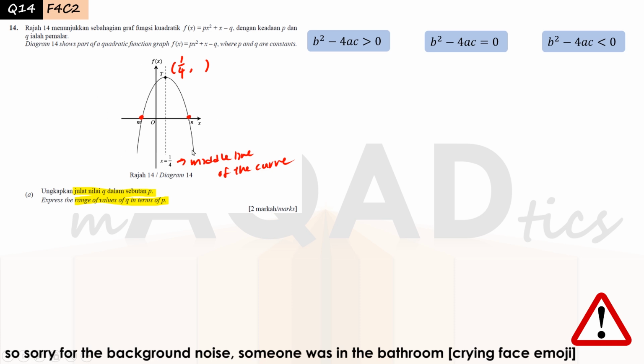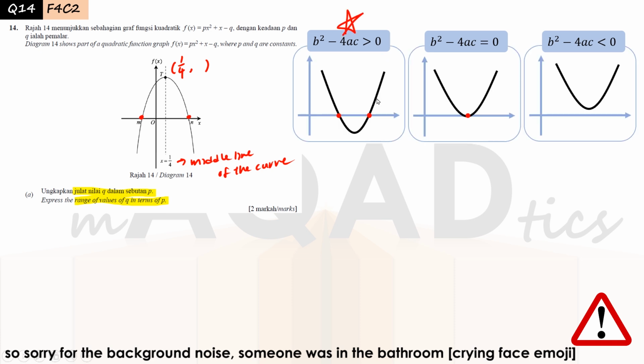Okay, so now for which one that we need to choose, we need to look at the diagram here. We see that this curve intersects the x-axis at 2 points. So from these 3 conditions, we need to use this one, because for this one the graph will intersect the x-axis at 2 points. This one is just 1 point. This one doesn't intersect at all. So we are going to use this information.